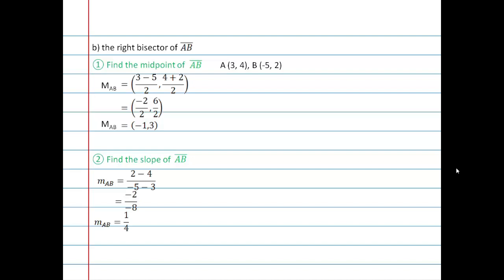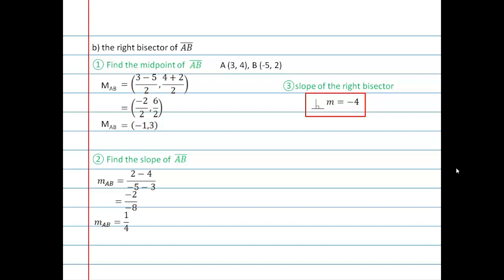Okay, so this is the slope of AB. That's not the slope that I need. In order to calculate the equation of the right bisector, I need the perpendicular slope of AB. So what we're going to do is take the negative reciprocal of that slope. The slope of AB was 1/4, which means the negative reciprocal should be -4. So this is my perpendicular slope, which means this is the slope of the right bisector. That's the one we're going to use for our equation.